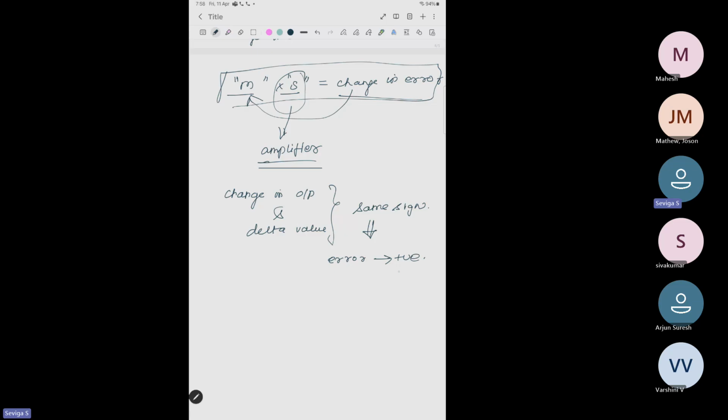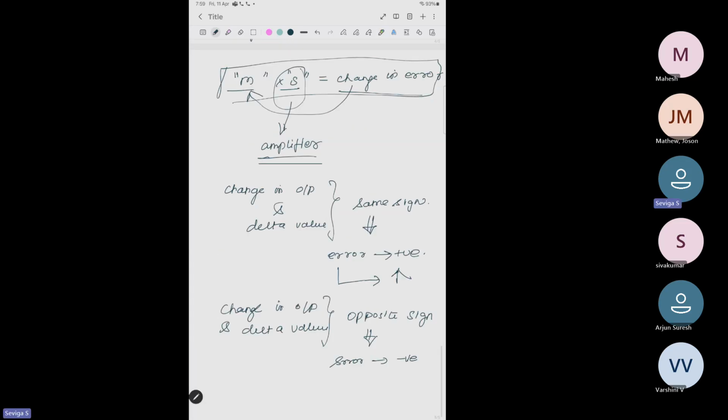If the error is positive, then the error will increase. So suppose the change in output value and delta value are of opposite sign, then the error will have a negative sign and the error will decrease.